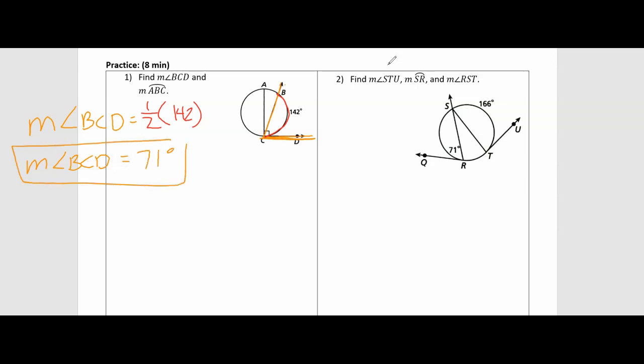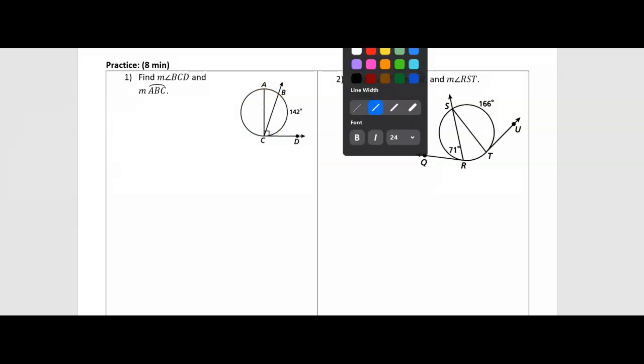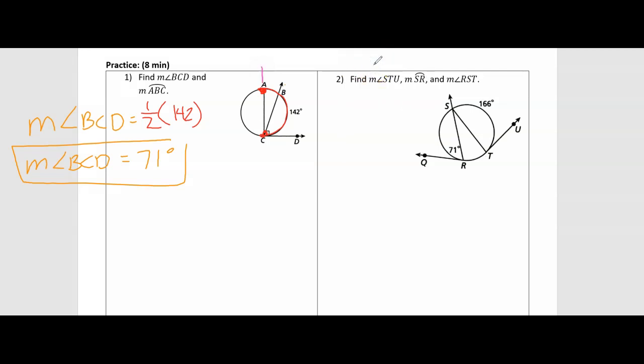We know it has to be less than 90, right? Because it's only part of that 90-degree angle. So that kind of lets us know whether we're on the right track or not. Speaking of that 90-degree angle, that's going to help us figure out the measurement of arc ABC. Right, we want to figure out the measurement of this arc right here. So we can look at the angle that intercepts that arc, which is ACD. That angle is 90 degrees, which means the arc will be twice as much.